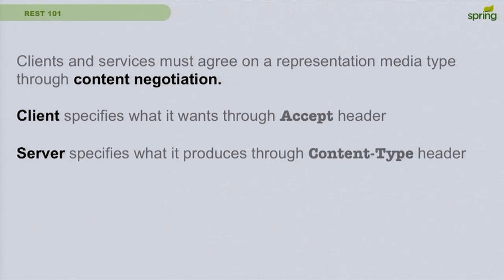Okay. Clients and services must agree on the representation media type through content negotiation. So this is what I was just describing. What you need to do between your client and your server is to agree upon and establish a contract between what the headers and the status codes mean, but then also on top of that, to agree upon what the client is going to accept and what the server is going to be sending.